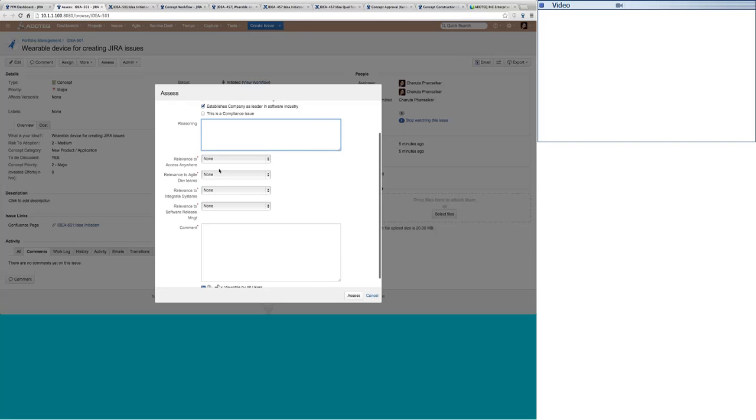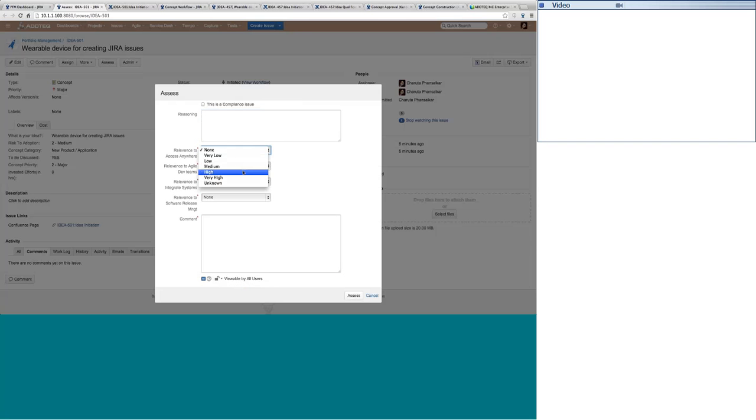It asks me about relevance to Aztec anywhere. I would say yes. Relevance to the Agile Dev team, I would say medium, or maybe the relevance to an integrated system, high. Relevance to software release management, yes, it's very high. Now this is how you are going to capture the strategic alignment.